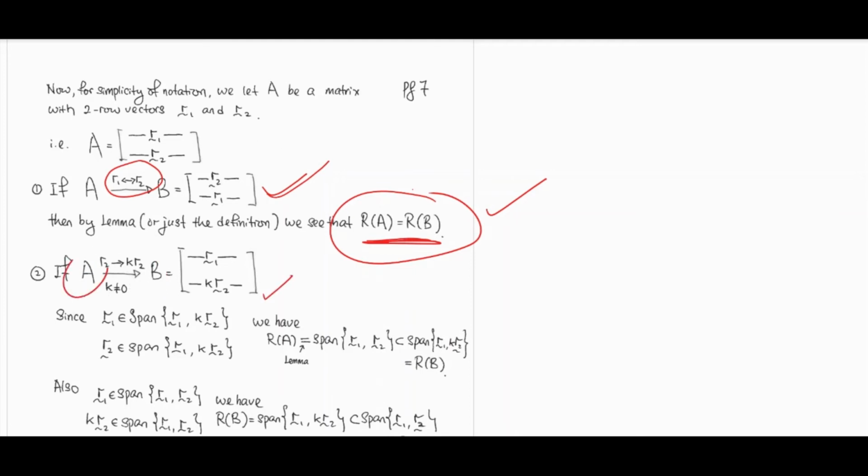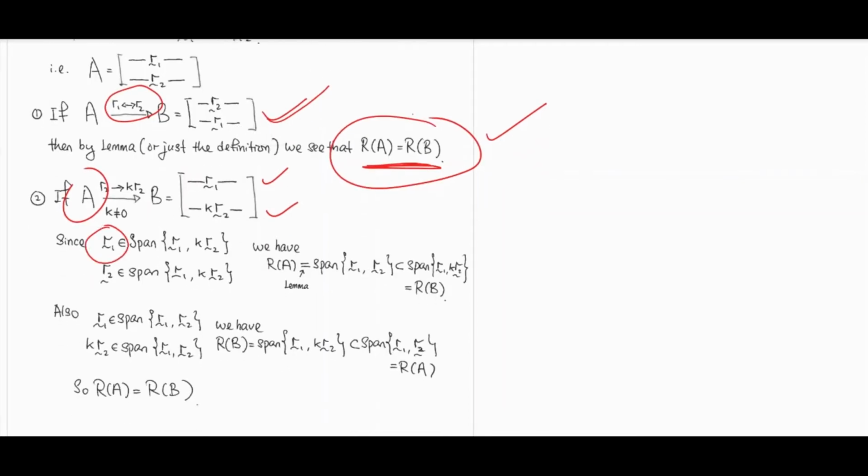So your matrix A is here, and once you do the row operation, you get matrix B that looks like this. Row 1 is still the same, but row 2 here will be multiplied by a non-zero scalar K. Row 1 is definitely in the span of row 1 and K row 2. That's obvious, right? Row 2 here is also definitely inside the span of row 1 and K row 2. Do you see why?